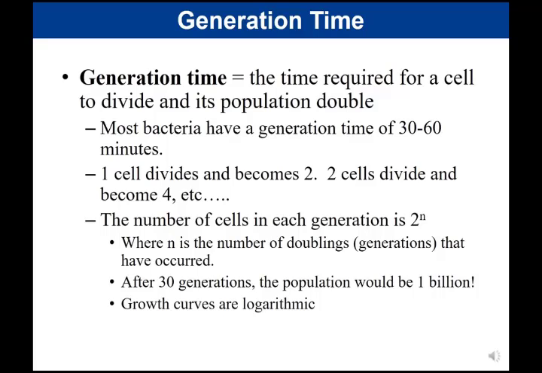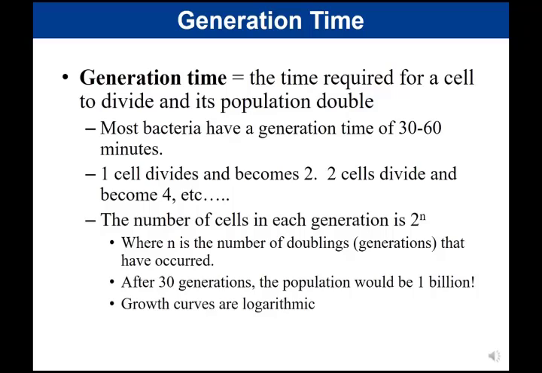So in 20 minutes, it goes from one cell to two. Another 20 minutes, it goes from 2 cells to 4. And then 4 cells to 8, 8 cells to 16, 16 to 32, and so on and so forth. And so the number of cells in each generation is 2 to the n power, where n is the number of doublings or generations that have occurred. So if you imagine that a cell has 30 generations, 2 to the 30th power, the population would be 1 billion. So think about that. 30 generations, population would be 1 billion.